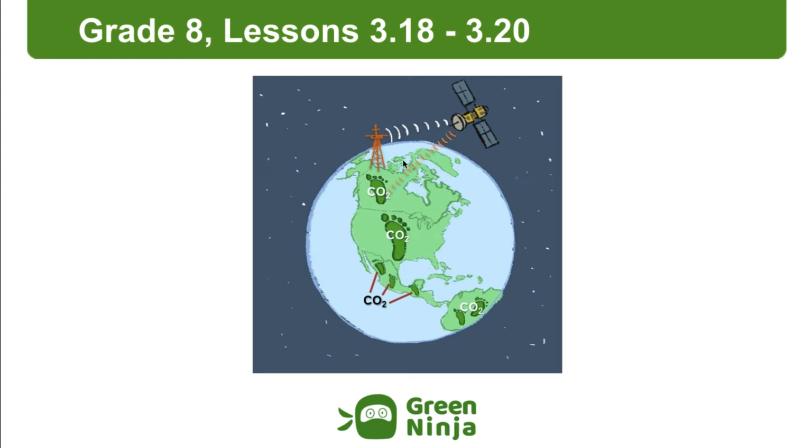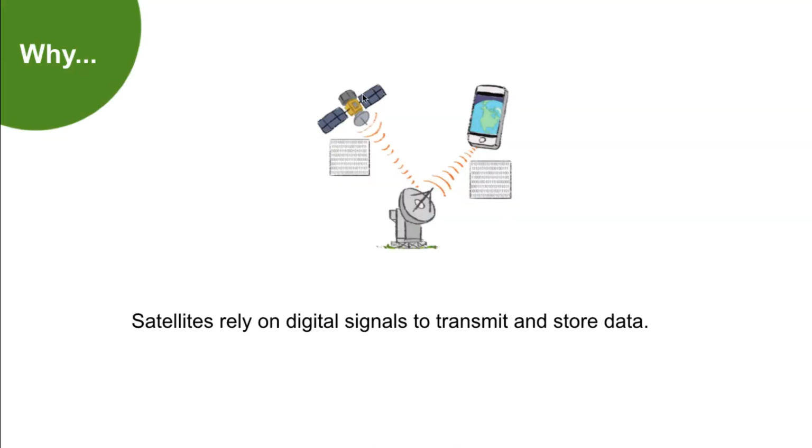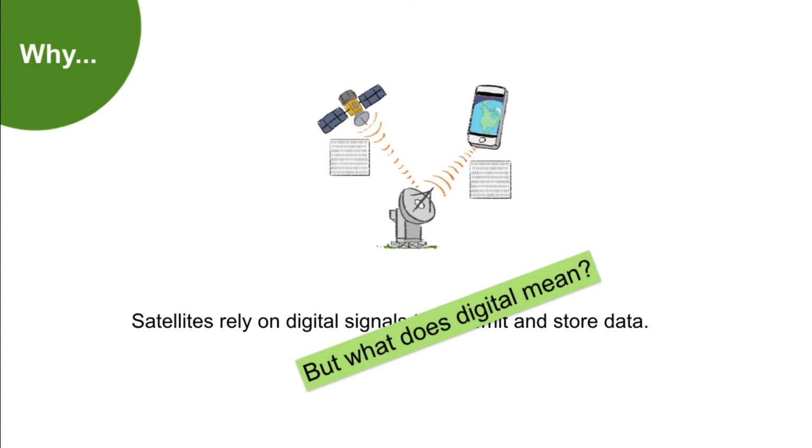Now that we've seen how satellites collect their data, we're going to look at how they transmit information back to Earth as we learn about analog and digital signals. You probably know that satellites rely on digital signals to transmit and store data. But what exactly does digital mean?